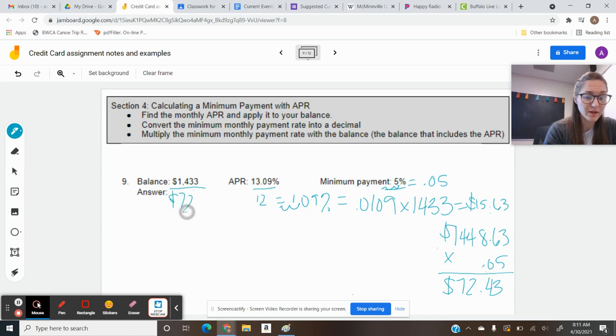So that's how much you would have to pay bare minimum on your credit card if your balance was $1,448.63.